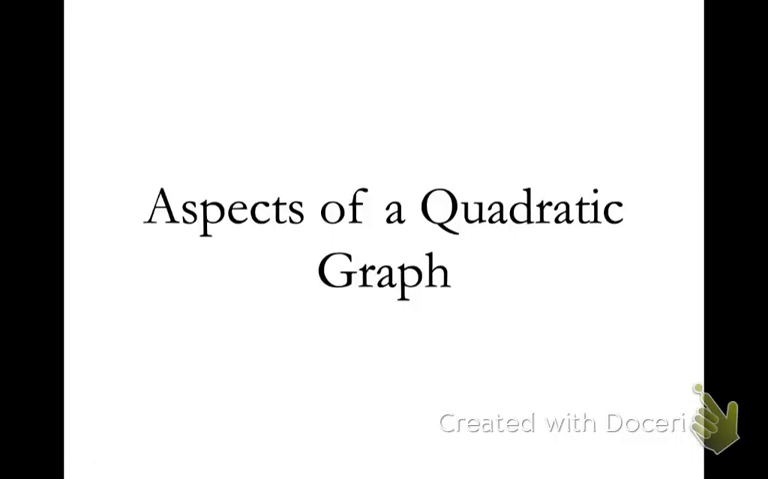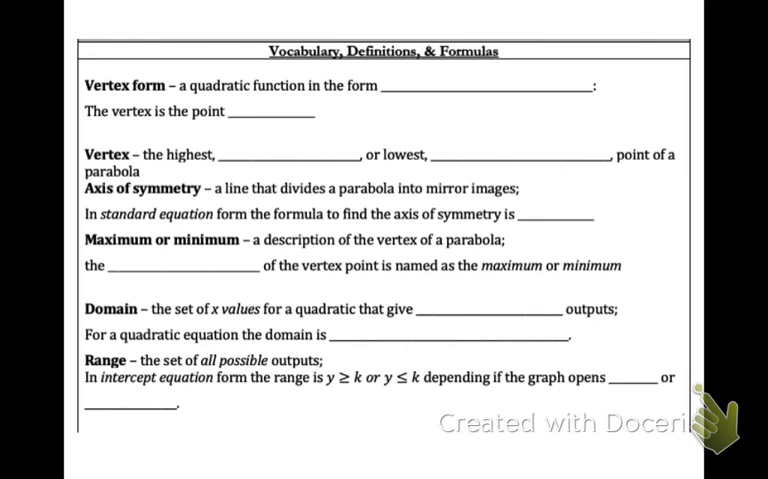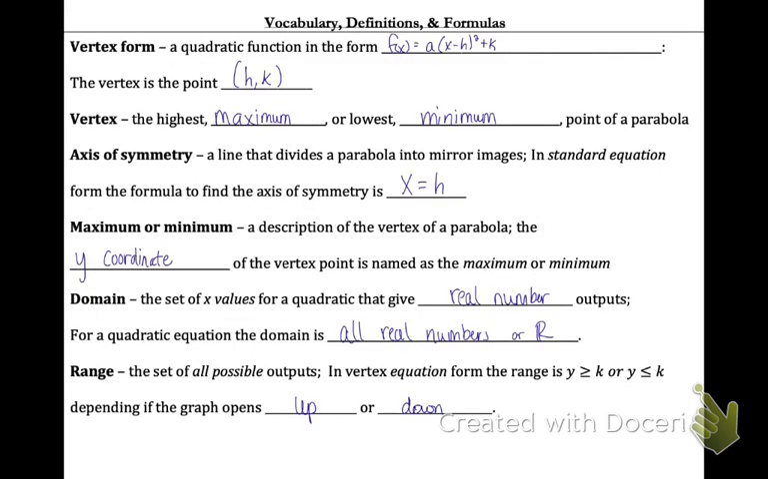Aspects of a quadratic graph. Vertex form, which we've seen a lot, is the form a(x − h)² + k, where (h, k) is our vertex. So a little bit further about our vertex this time.